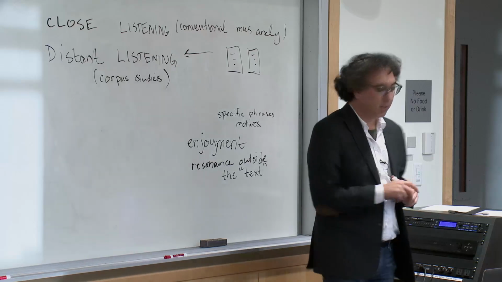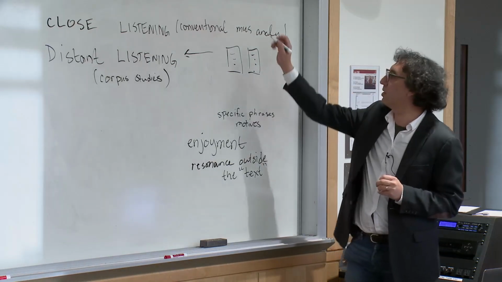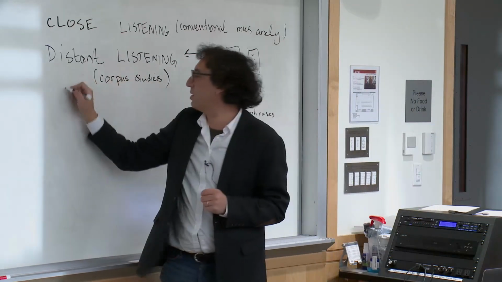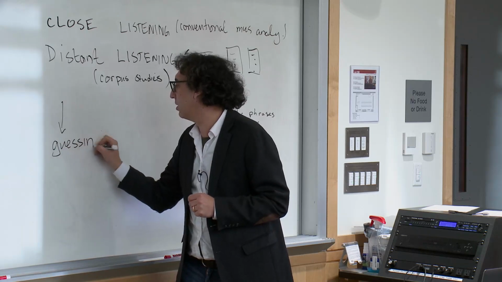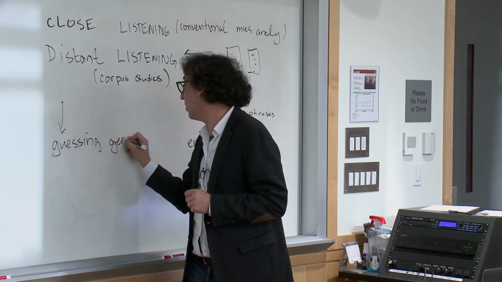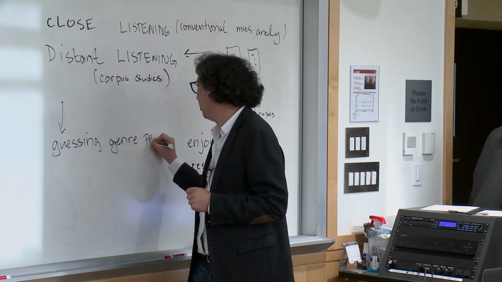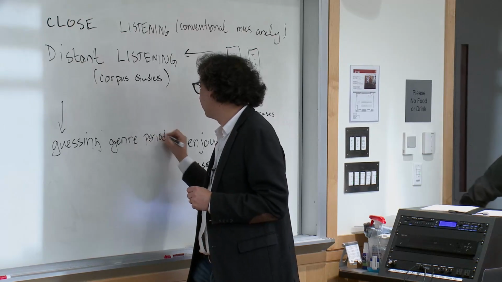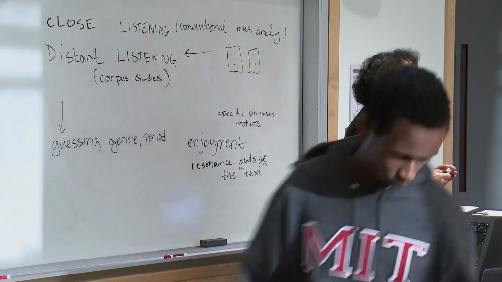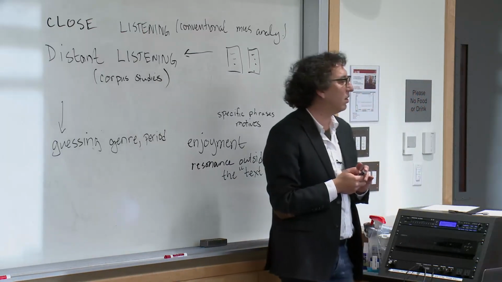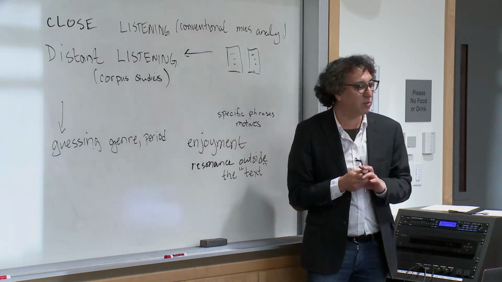Okay. So you could use distant listening for guessing genre or period or authorship. You might be able to do that with the 1,000 scores, but that would take a lot longer. Good. What are other things we want to solve?